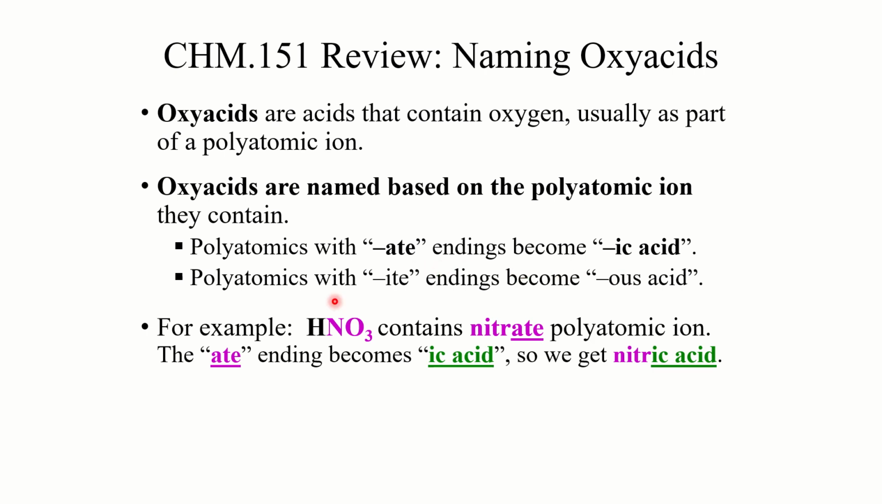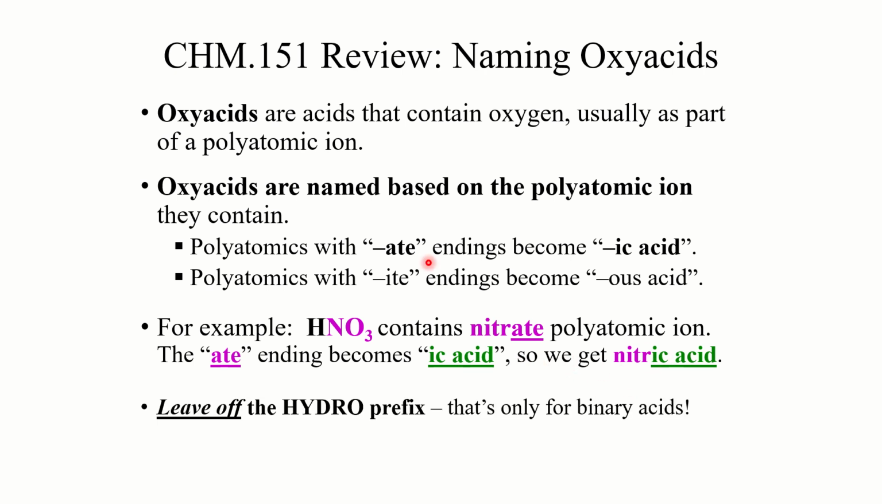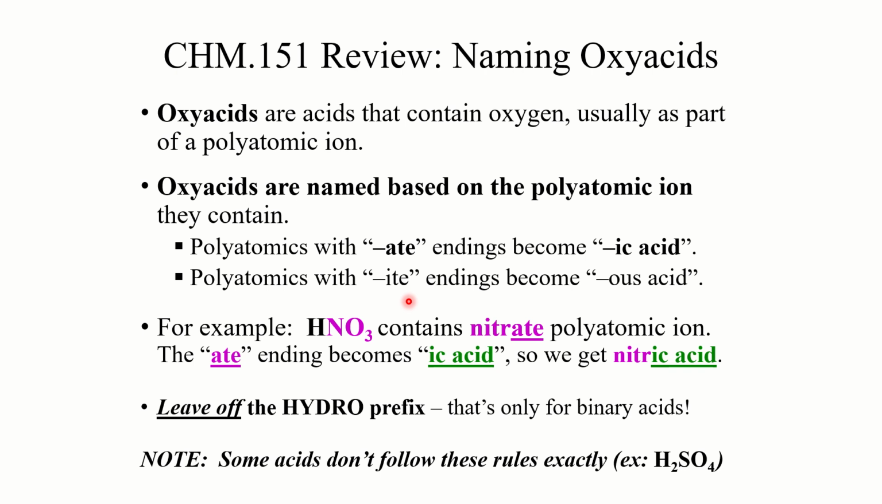So for example, HNO3 contains nitrate, so NO3 is nitrate. The -ate ending becomes -ic acid, and so we get simply nitric acid. Leave off the hydro prefix, that's only for binary acids. If we had the acid HNO2, you would recognize that NO2 is nitrite, and then the -ite becomes -ous, so HNO2 would be nitrous acid.